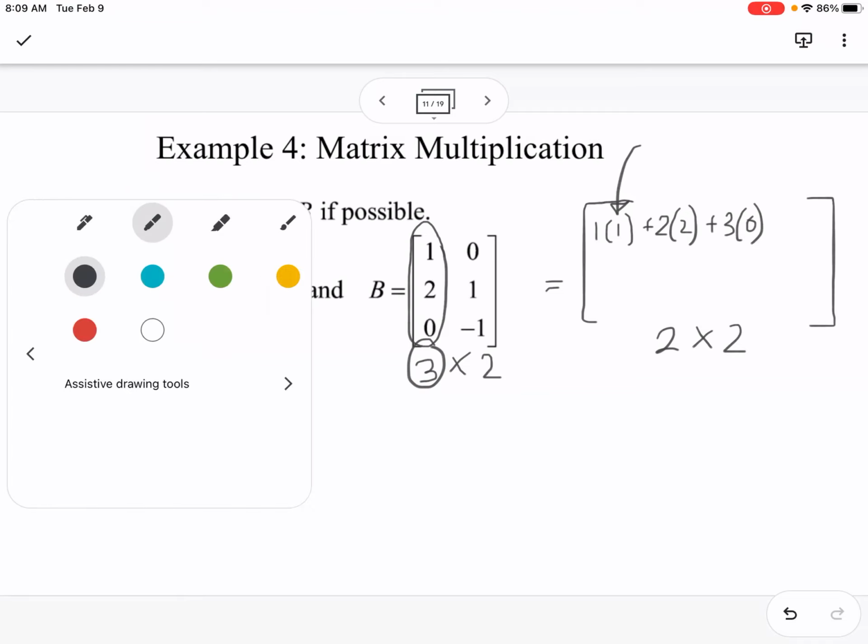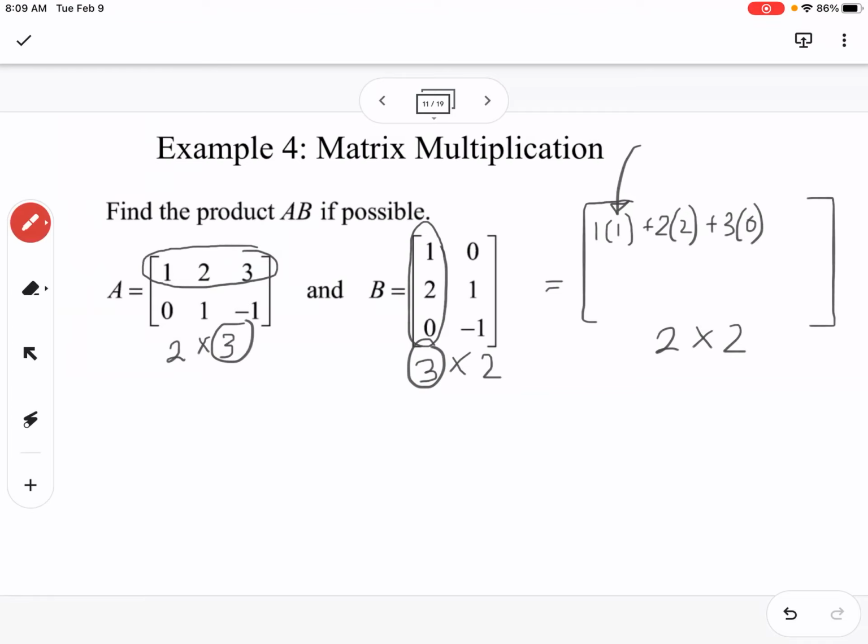Then, let me use a different color. To get this term right here, we're going to take the second row times the first column. So this would be 0 times 1 plus 1 times 2 plus negative 1 times 0.